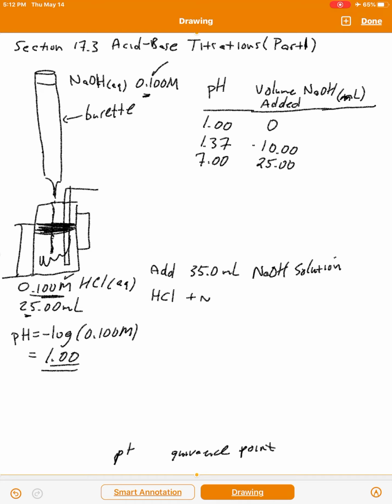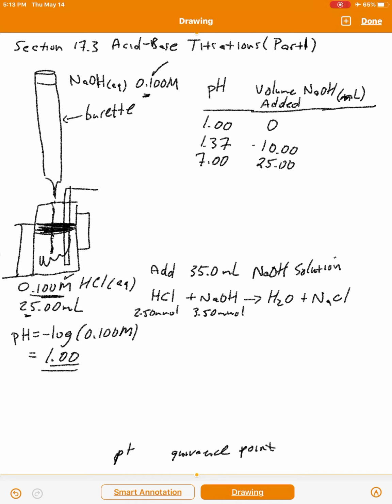HCl, NaOH, H2O, NaCl. Okay? Again, this was 2.5 millimoles. We're not changing that. But now, here's what happens. Now it's 35 milliliters of NaOH, and the concentration is 0.1 molar, so 35 times 0.1 is 3.5 millimoles. So this calculation, the millimoles of NaOH, is greater than HCl. HCl is now the limiting reactant. That means it will be 0 at the end of the reaction, but we'll still have excess NaOH.